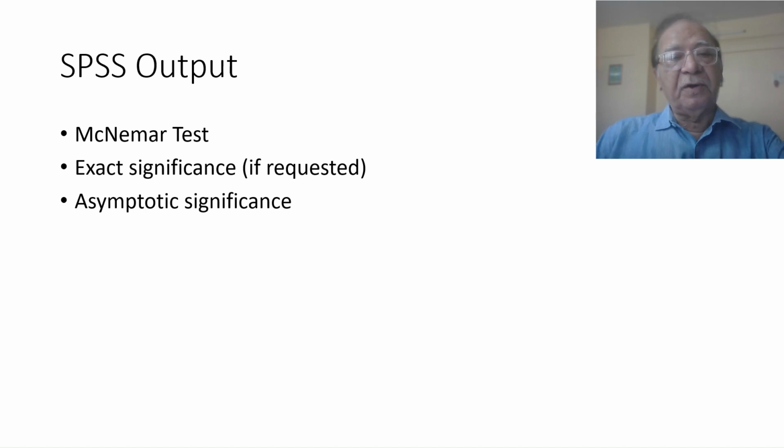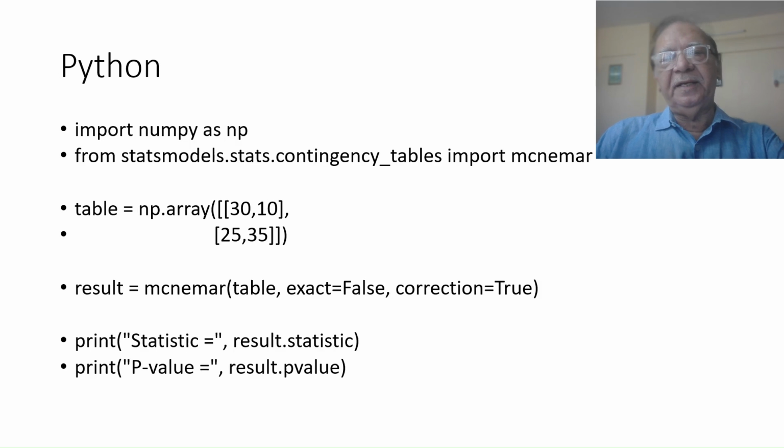Let us now perform exactly the same analysis in Python. We first import the NumPy library to create the contingency table and then import the McNemar function from the statsmodels package. The contingency table is entered exactly as shown in SPSS.